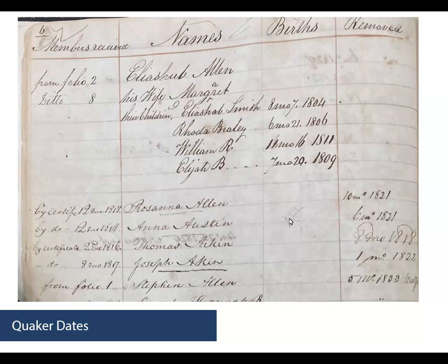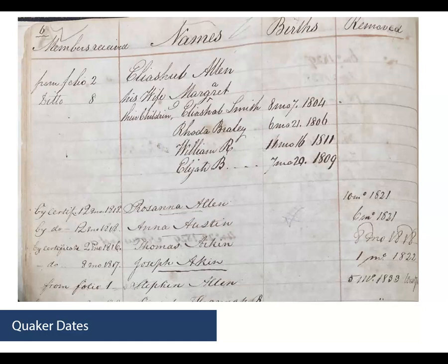You'll also see on the far left of this particular document, and this is actually a 2-page spread, in addition to births, it lists what was called a removal, which meant they went from one meeting to another. If they returned, there's another column. If they were disowned, deaths, that's all on the right-hand page of this 2-page spread.